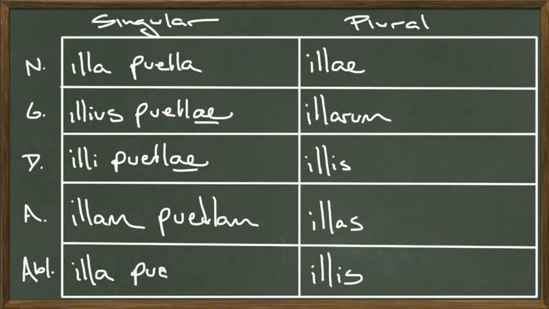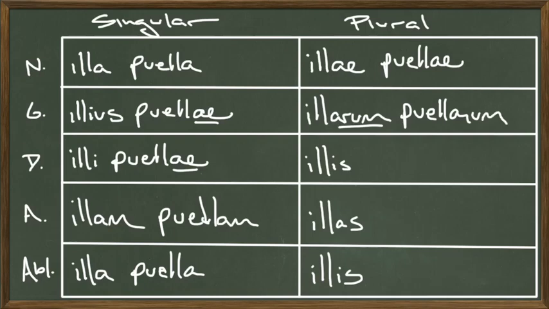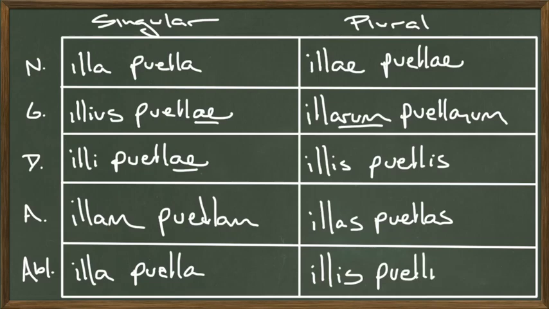Illa puella. Those girls, now on the plural side, illae puellae. Of those girls, illarum puellarum. I've heard of those girls. Illis puellis, to those girls. Illas puellas. Those girls, like we see those girls, we know those girls, we hear those girls. Illis puellis, we're going with those girls. Puellis. Alright, so there we have a demonstrative pronoun with a feminine noun.